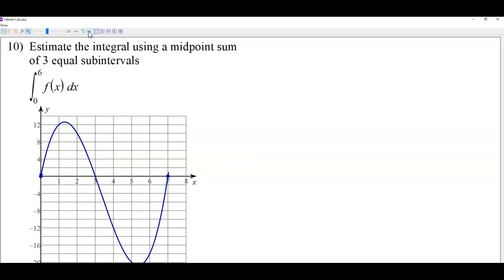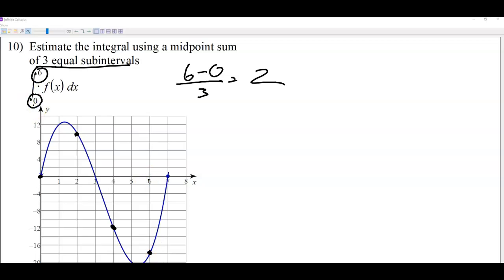Midpoint sum. Now this one we got to pay a little bit attention to the subintervals. When you're doing midpoint sums, they're kind of tricky. First of all, I want you guys to notice we're only going from 0 to 6. So 6 minus 0, and I want to divide this up into 3 equal subintervals, so I'm going by 2's. So I want to put a dot at every 2. We're going to start at 0, then go over 2 and put another dot. Over 2 and put another dot. Over 2 and put my last dot because I stopped at 6. We're going from 0 to 6 only.